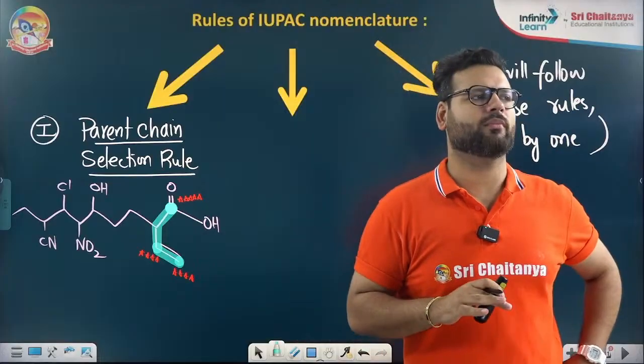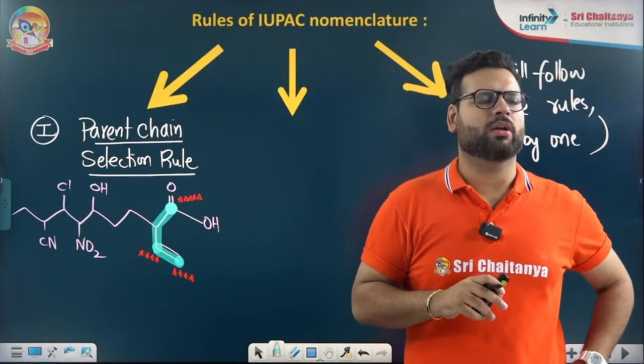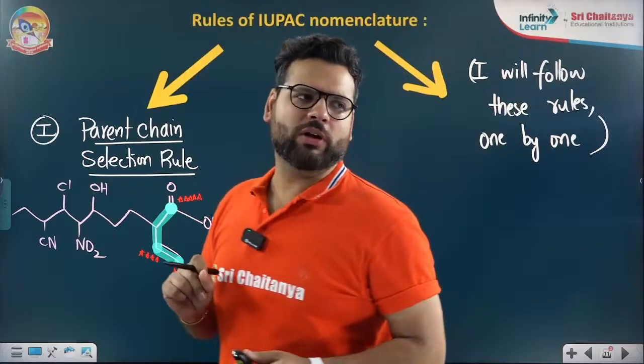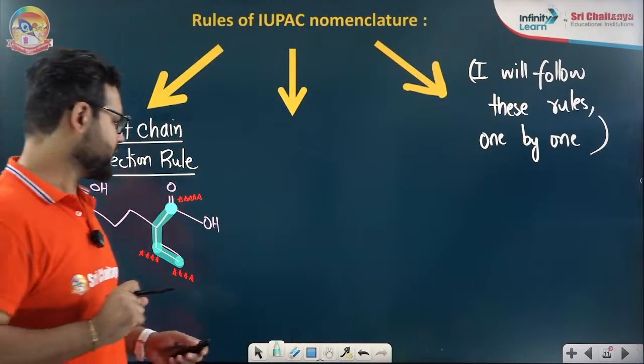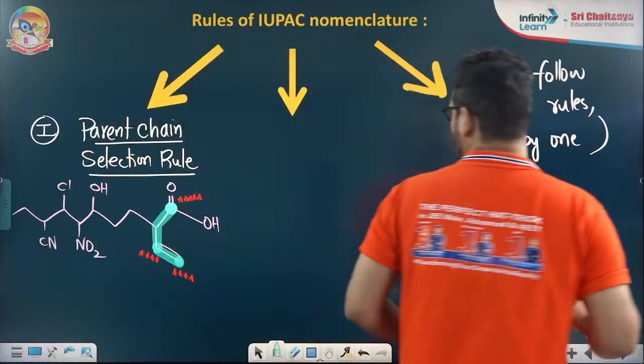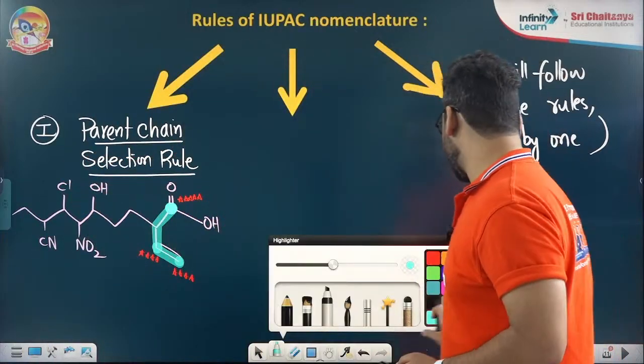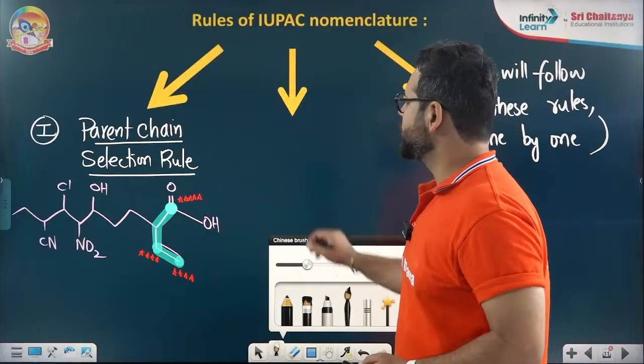Yes or no? Shall we write the rule now? Let's write the rule now. Yes. Rule number 1 is the parent chain selection rule. We'll write it after 2 minutes. Rule number 2.